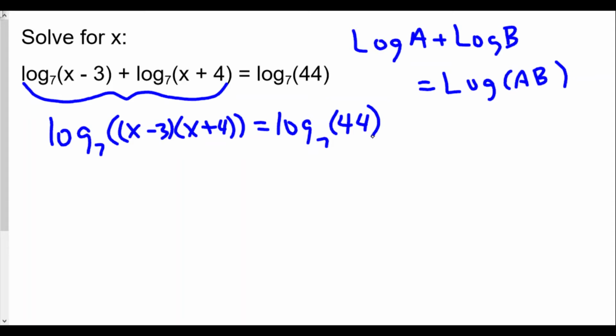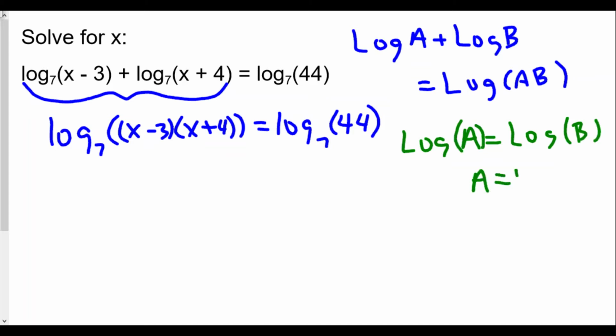Now you say, okay, great, we used our log rule. Still, how do we solve for x? Well, in this case, we have two logs of the same base equal to each other. We can set the insides equal to each other. So if we have log of A equal to log of B, then the insides must be equal to each other: A equals B. And so we're going to set x minus 3 times x plus 4 equal to 44.